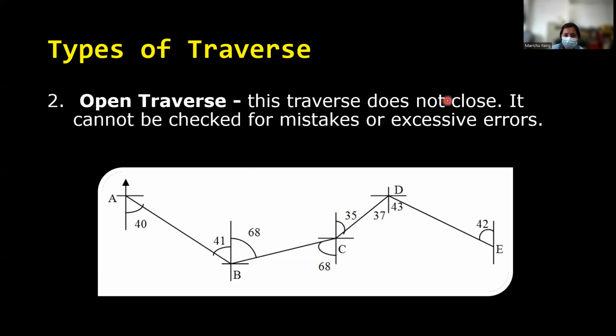Okay, so this traverse does not close again. So let's say, for example, we start with A, B, C, D, and E. And then this E here does not have a known position. So it has no position, no coordinates. It is just floating. So we cannot check the error of this type of traverse.